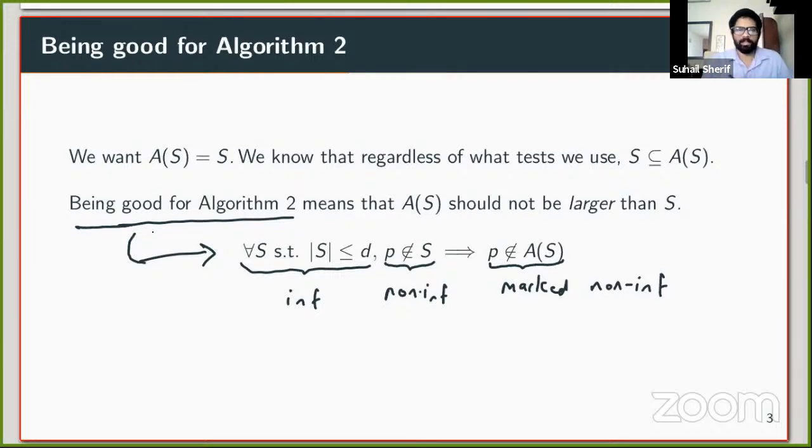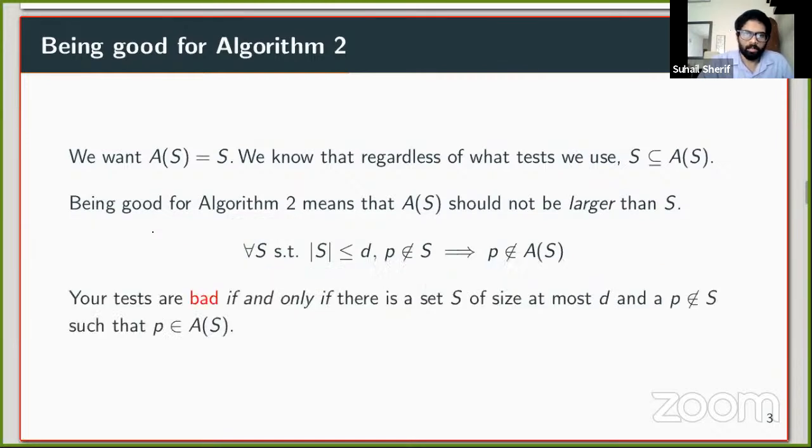The reason we want to phrase it in a more mathematical way is that algorithm 2 is most useful because it allows us to go from English and simple thoughts like "our tests should be good" to a precise mathematical statement that is easier to deal with. So we know what being good for algorithm 2 means. From this, we can figure out what being bad means. Your tests are not good tests if and only if there is some set S of size at most D, and there is a person who is not infected, if S was the set of infected people, but that person has been output as infected.